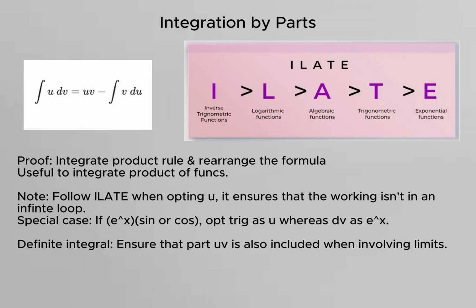Eventually you get a constant that can be separated out from the integration, and then you get a definite value. And when you do by parts for a definite integral, make sure the part uv is also included when involving limits. And for what I believe is why most students cannot do this is because they forgot to put the part uv when you integrate by parts.